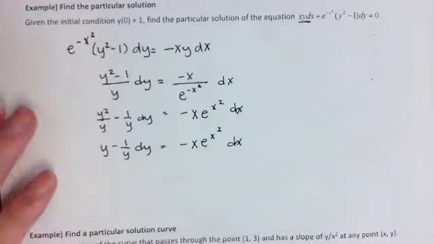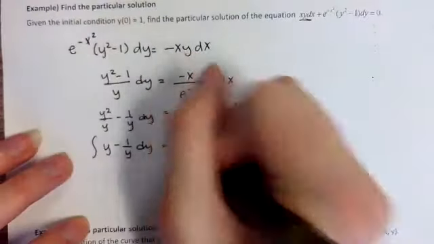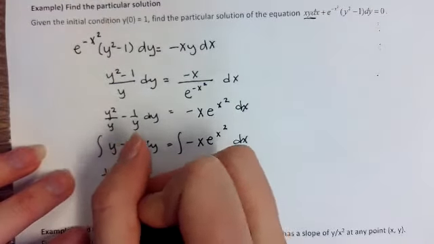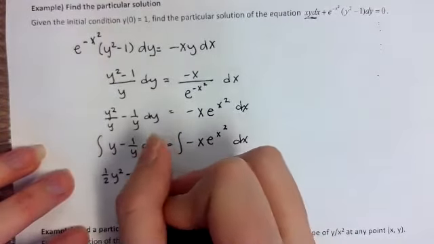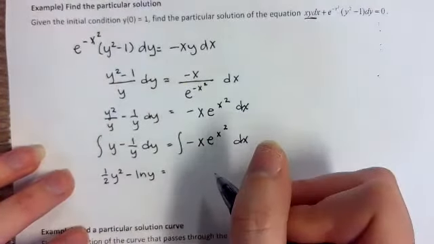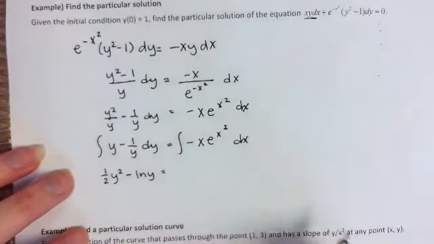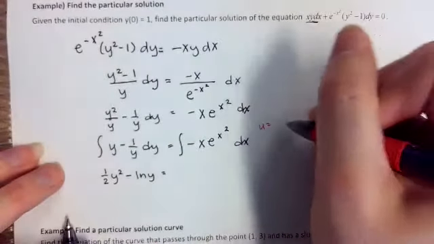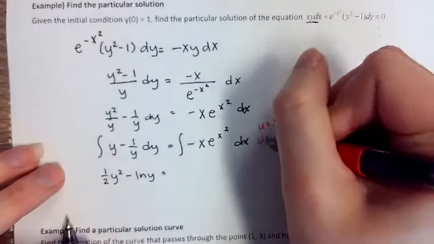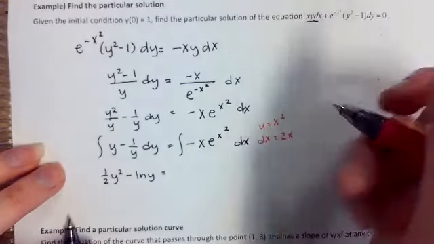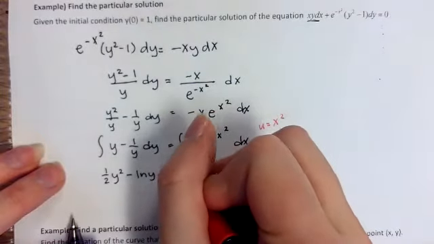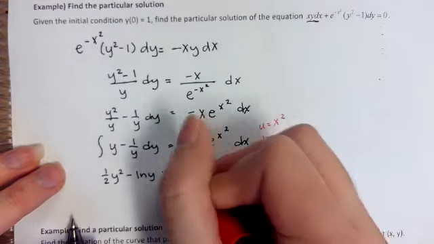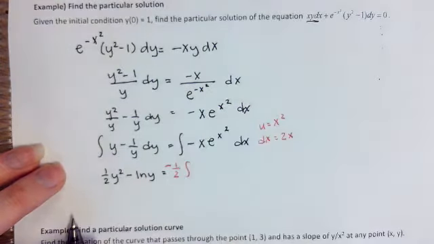Okay. From here, what can I do? Integral. Yep. Integrate both sides. Integral of y is 1/2 y squared, and minus 1 over y is ln y. This one, we're going to have to use u substitution again. We're going to let u be x squared, which makes du 2x. Again, I don't have a 2, so I can put a 1/2 out in front. Actually, I'm going to move this negative out in front with it.